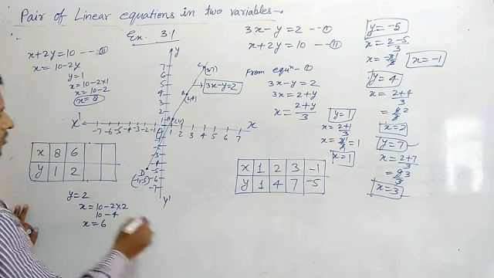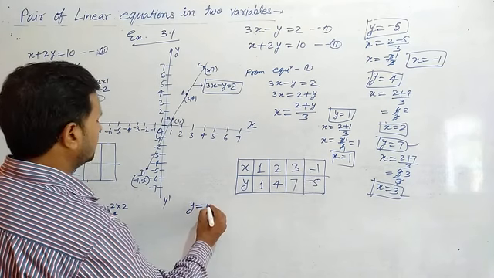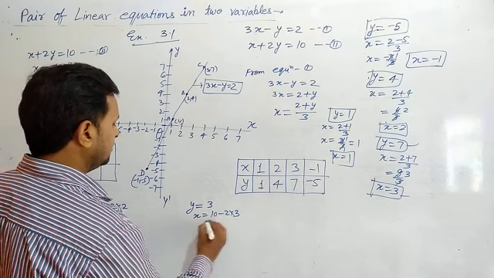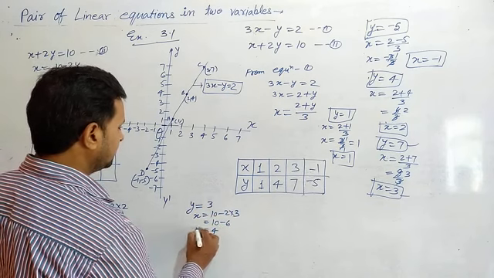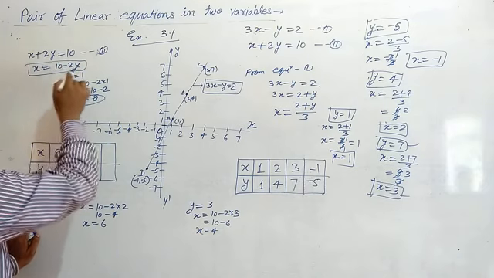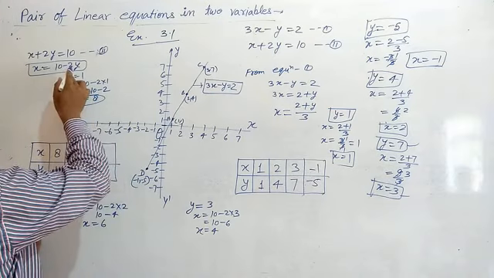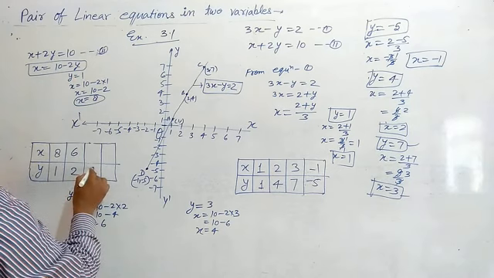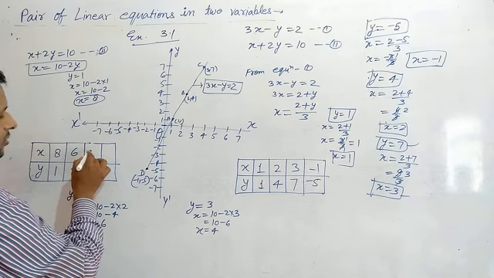Again, we can solve here. If we put the value y is equal to 3, x is equal to 10 minus 2 into 3, which is 10 minus 6, so x is equal to 4. Okay, because we have to put the value of y in this equation. 2 threes are 6. We can solve here orally also. 10 minus 6 is 4, so when we put y is equal to 3, x is equal to 4.